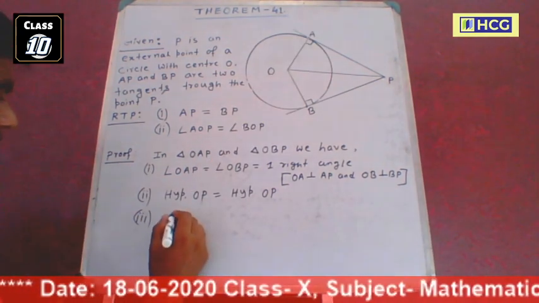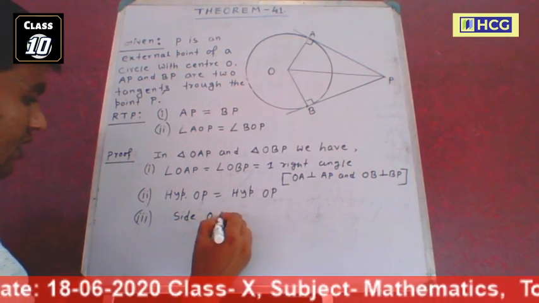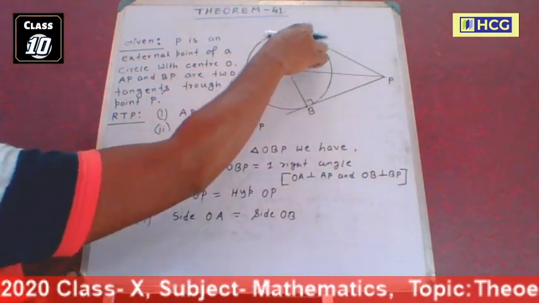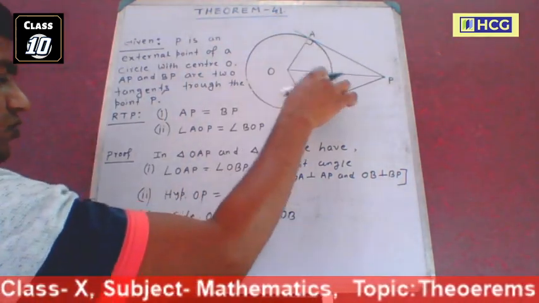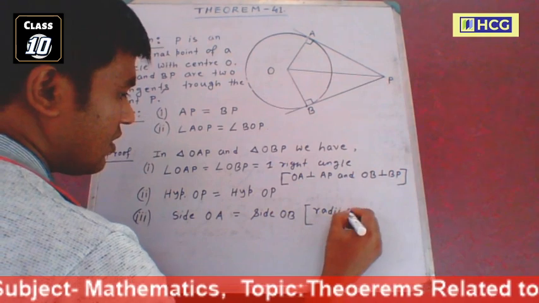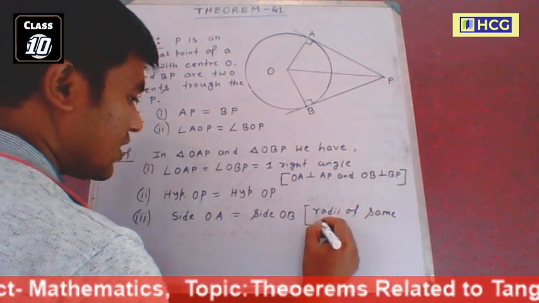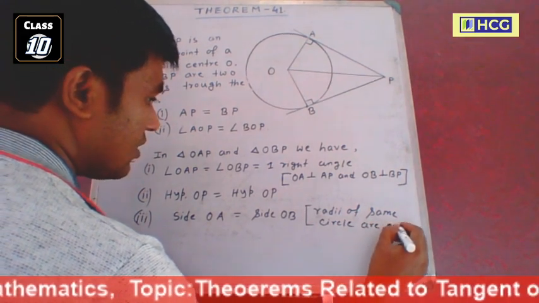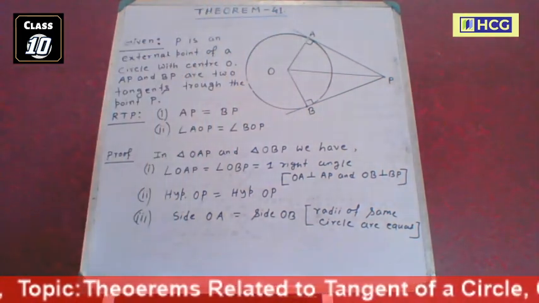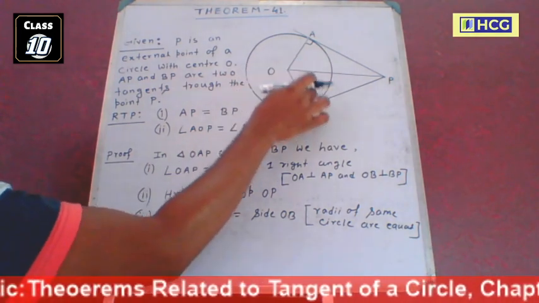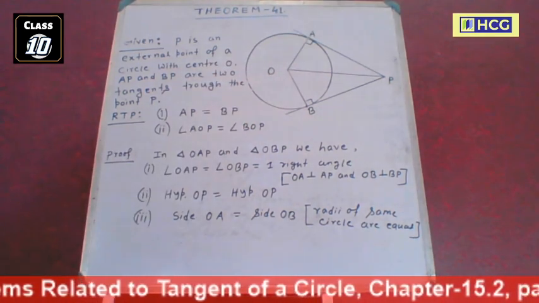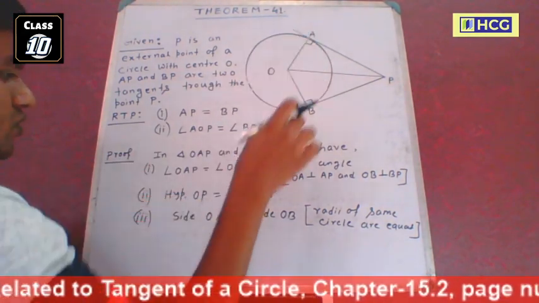And number 3, side OA equals to side OB. From triangle OAP, OA is one side and OB is another side. Two sides are equal because radii of a same circle are equal. OA is a radius, O is a center, and A is a point on the circumference. OB is also a radius, since B is another point on the circumference. So OA and OB both are radii of the same circle. So therefore OA equals to OB.